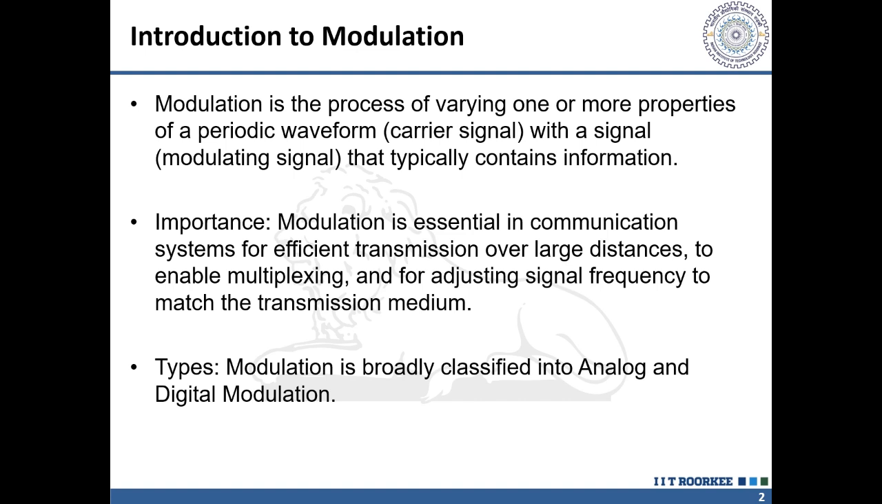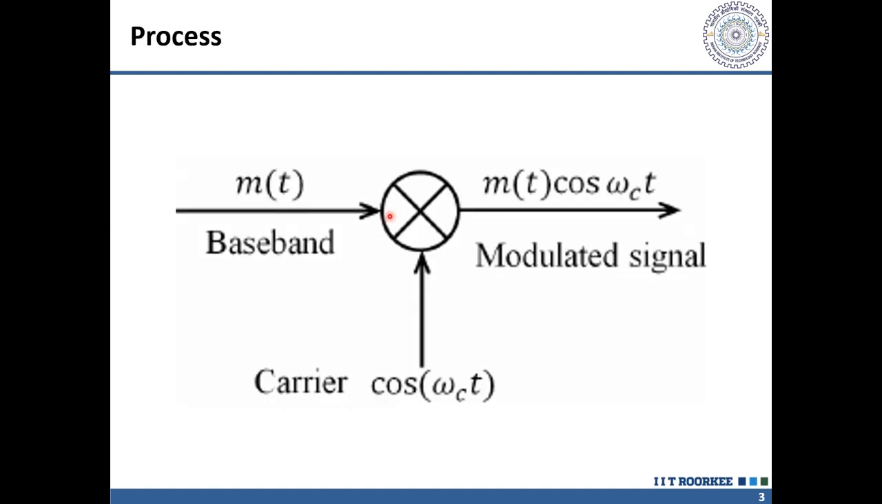It is essential in transmission of signal over large distances. It also enables multiplexing and adjusts the signal frequency, phase, and amplitude to match the transmission medium. So, like this is the carrier signal, and this is the actual information containing signal, with the help of a modulator, and we get the modulated signal as the output.